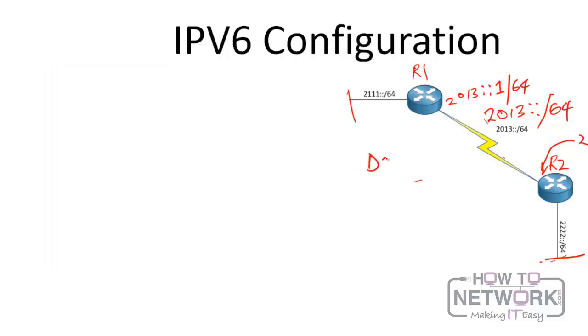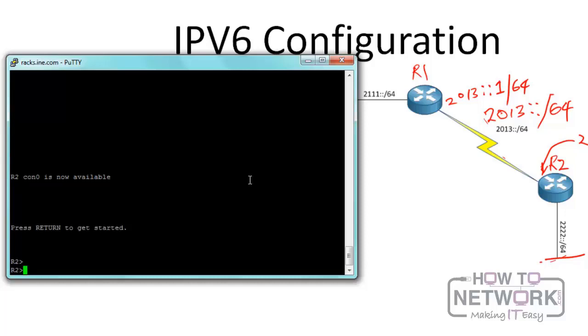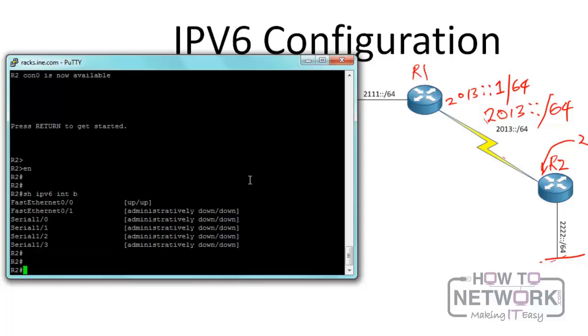So we have serial interface, we have the DCE and the DTE. And you need to set the clock on the DCE end. So we're going to go back to the routers now, to configure the IPv6 parameters for R2. We show IPv6 interface brief here.